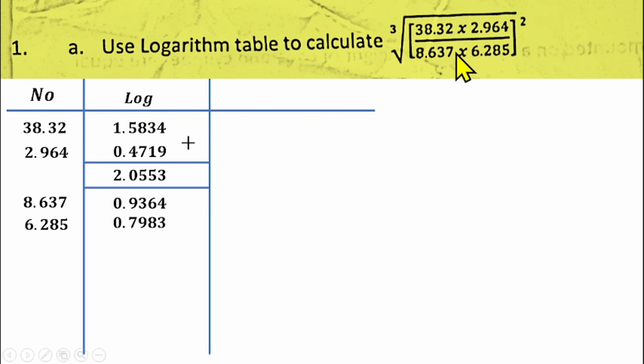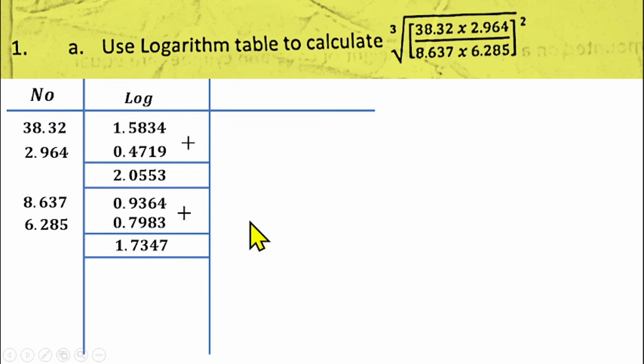Also between these two numbers, you have multiplication. So that means you're going to add them together. If you add, you are going to have 1.7347. So this is the result for the numerator. This is the result for the denominator. In between the numerator and denominator, you have a division sign here. So that means you're going to remove the answer of the denominator from the numerator.